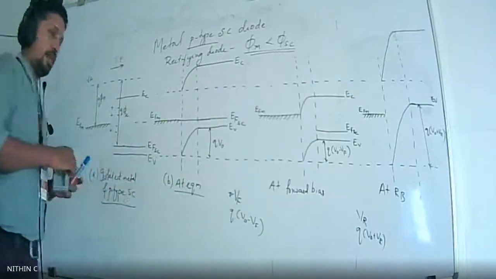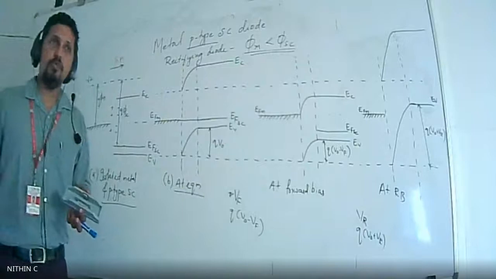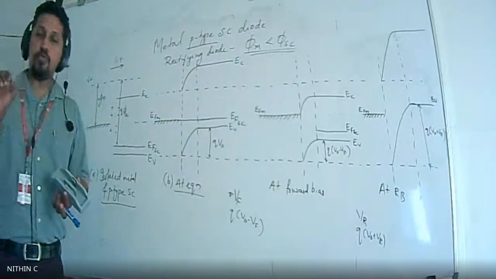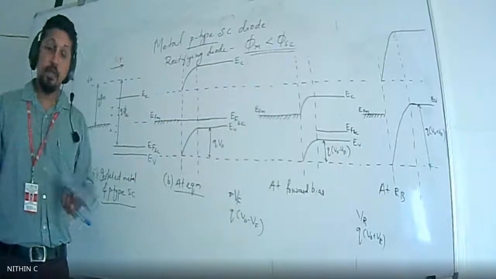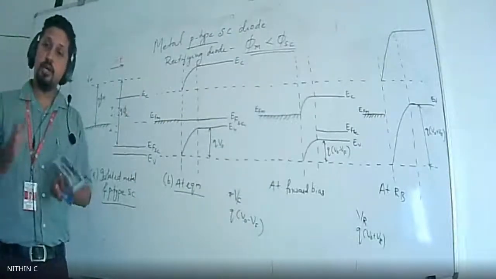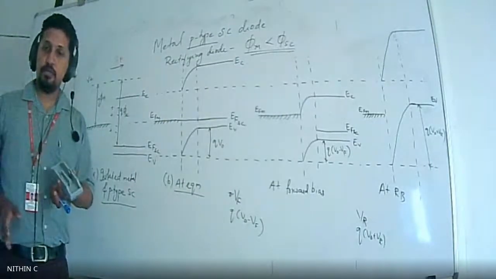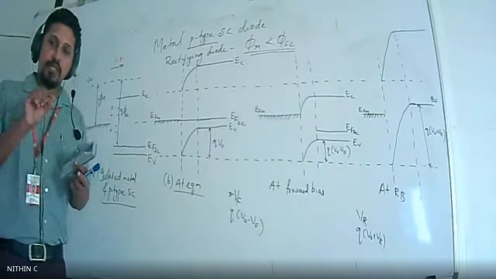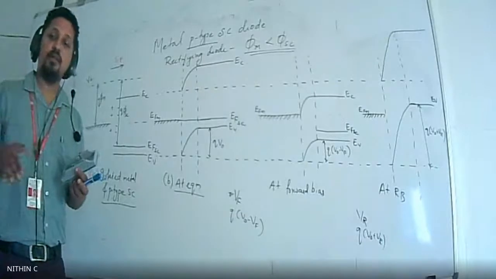Ohmic contacts. What is actually ohmic contacts? Ohm is actually related to resistor, right? Resistor, it will allow the flow of current in both directions. Diode, it allows the current to flow in only one direction. Okay. So next we are going to see the metal semiconductor contact, which will behave as an ohmic contact.